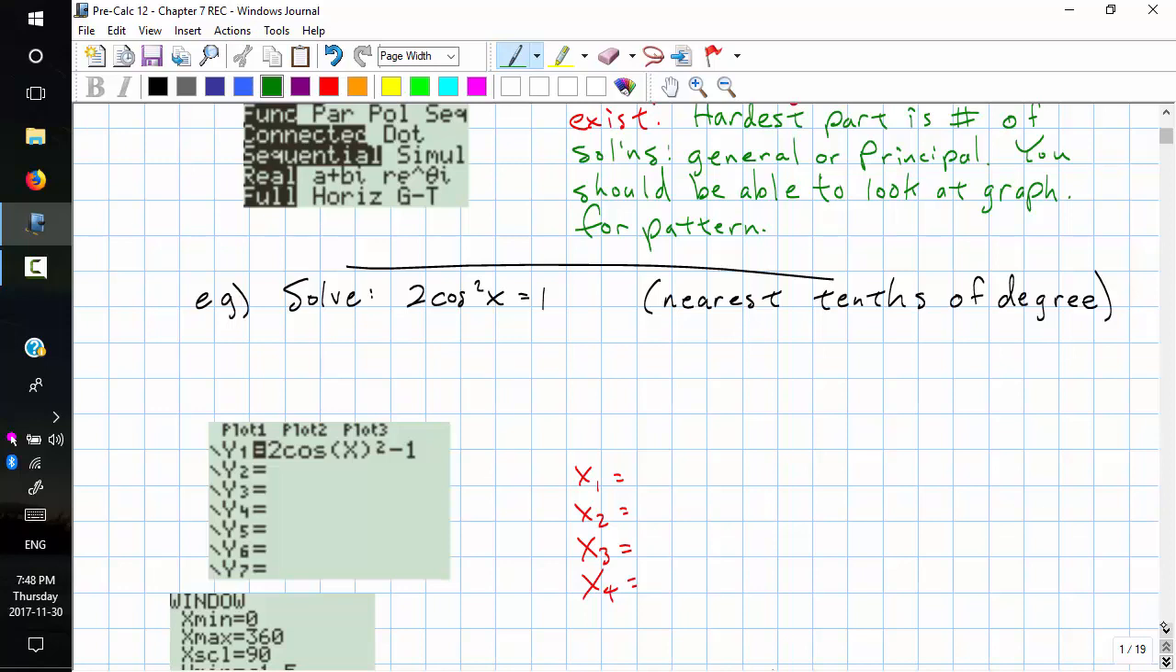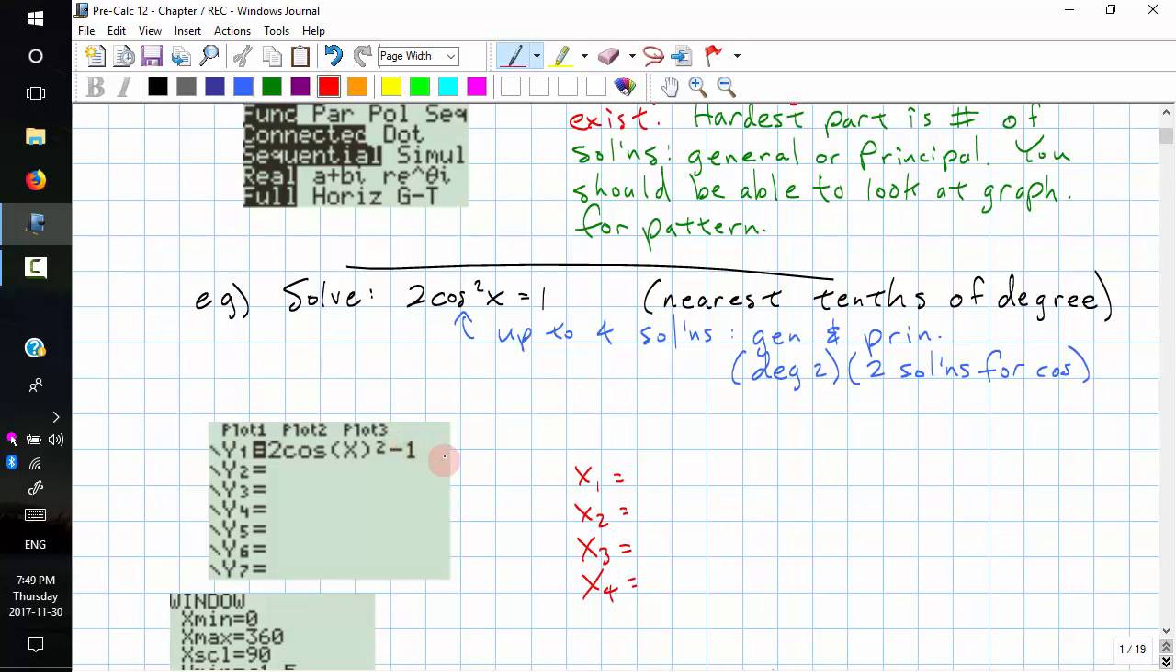Solve 2 cos squared x equals 1 to the nearest tenth of a degree. We have up to 4 solutions, general and principal, because we have degree 2 and 2 solutions for cosine. Well, up to 2 solutions for cosine.